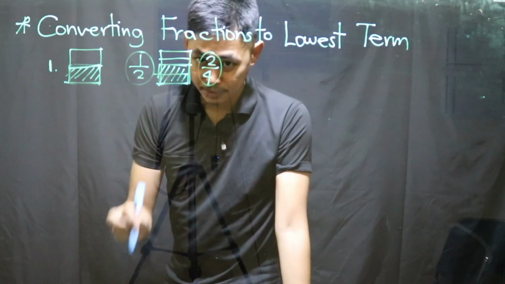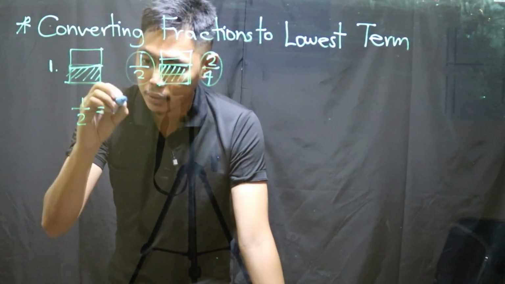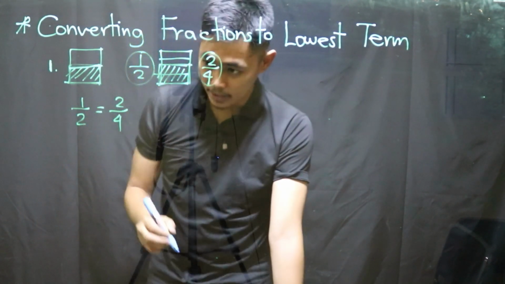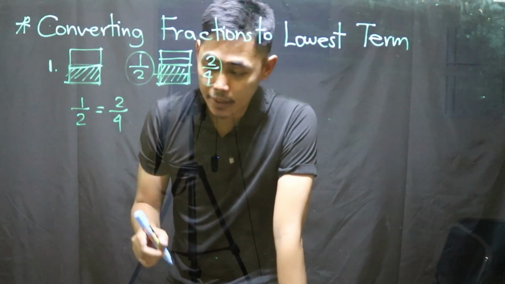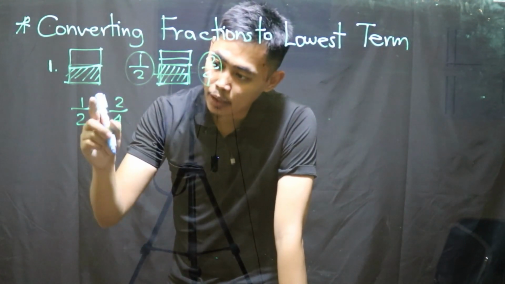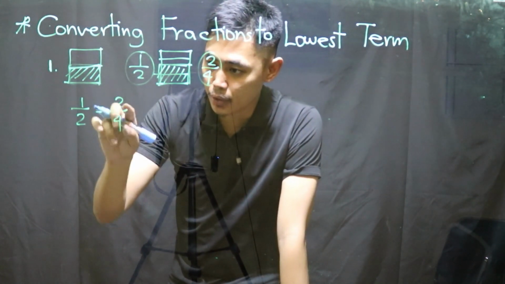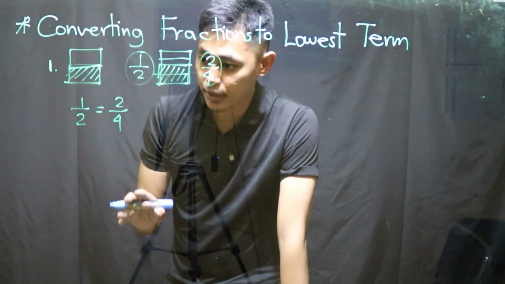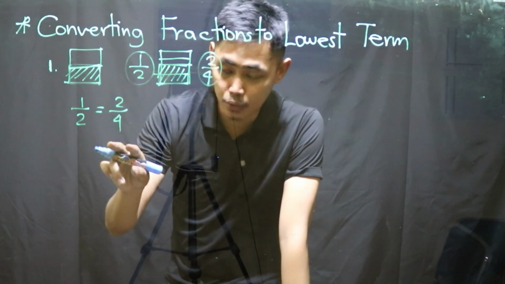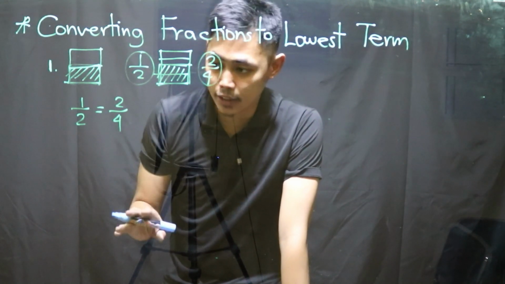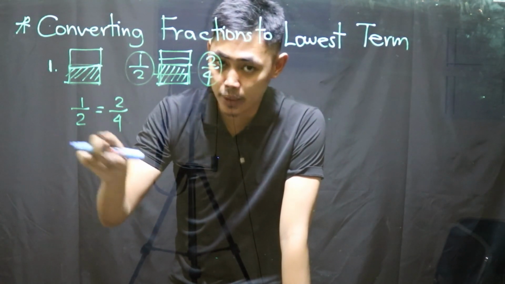So since 1/2 is equal to 2/4, how could this be? 1/2 is technically equal to 2/4. 2/4 appears to be bigger because it's not in the simplest form. So that is our lesson today, to know how to convert 2/4 into 1/2.